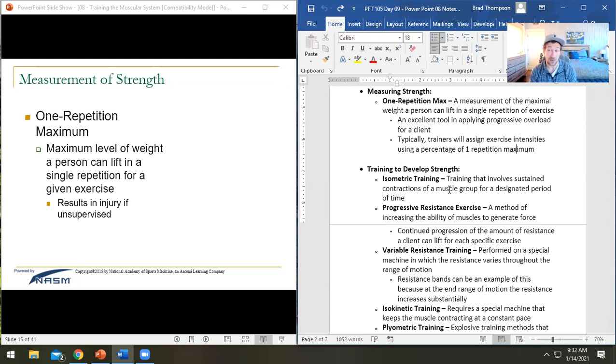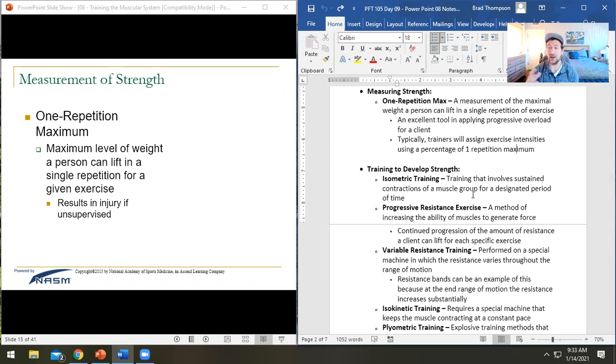So we know that the ATP-PC system is really good for max strength gains. We know that glycolysis is really good for size gains and athletic gains. And we know that our oxidative system is really good for endurance gains. So that means up to 10 seconds for the ATP-PC system. We know that that's 20 to 50 seconds for glycolysis. And we know that that's 2 minutes or greater for oxidative.